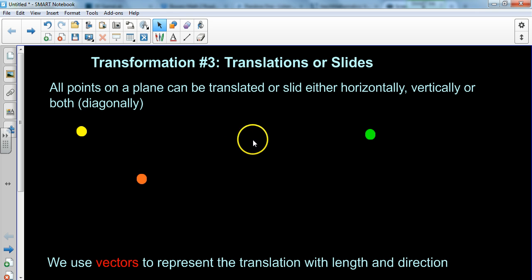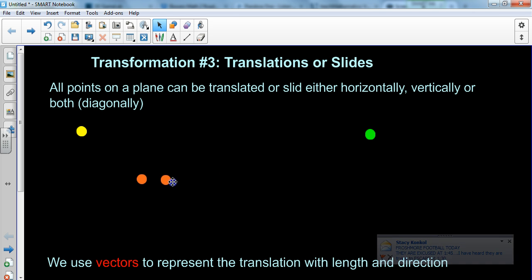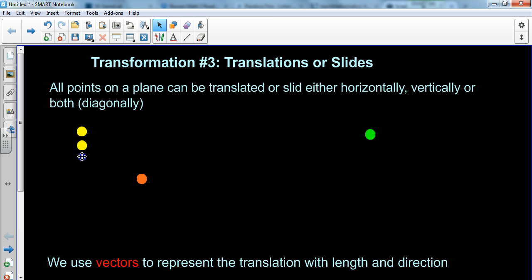When we translate points, we can either translate horizontally, meaning side by side, something like this. This point's sliding, or translating, to the right. It could translate to the left. We could also translate vertically, meaning up and down. Maybe this point translates down or this point translates up. Horizontal, vertical component. Or if we combine them, it's a diagonal translation, okay?